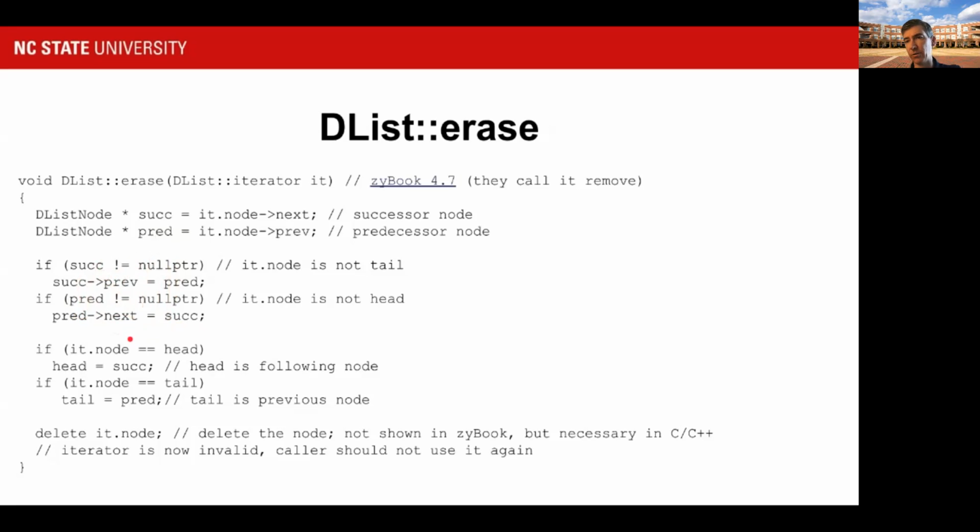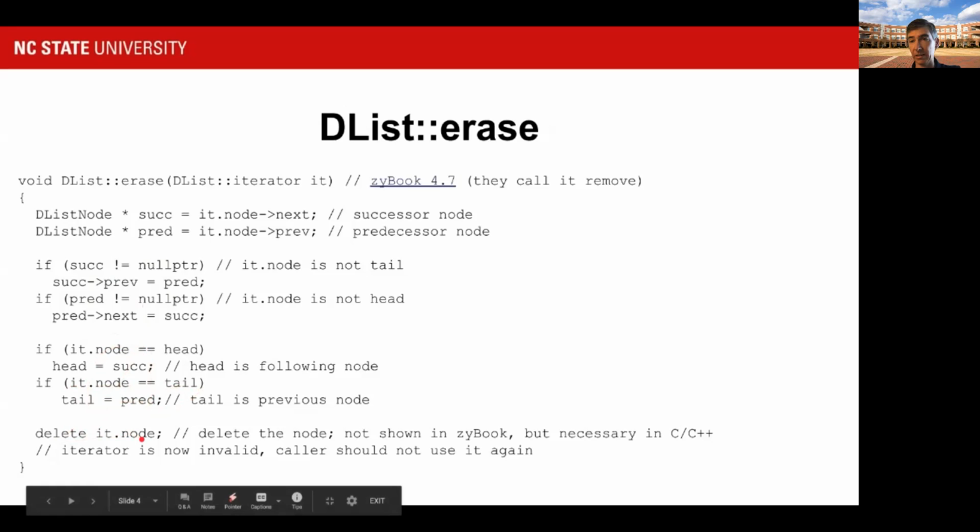And then I need to check, do I need to update the head or tail pointer of the list? So if the node I'm removing is currently the head, then I need to update the head to point to its successor. Likewise, if the node I'm removing is currently the tail, then I need to update the tail to point to its predecessor. And after we do all these things, we need to actually delete the node. We shouldn't leave it there in memory.